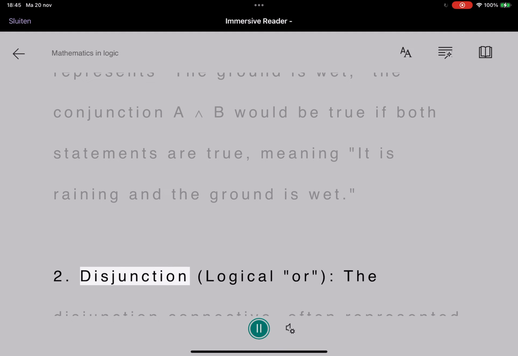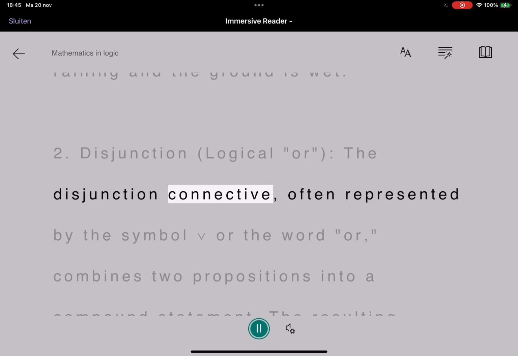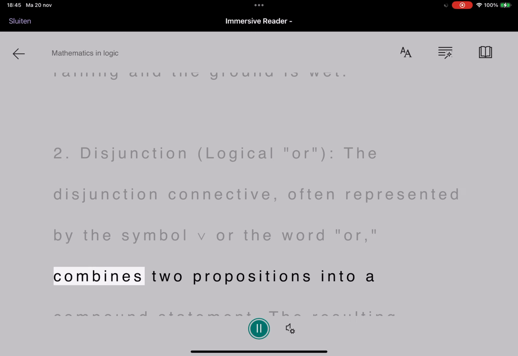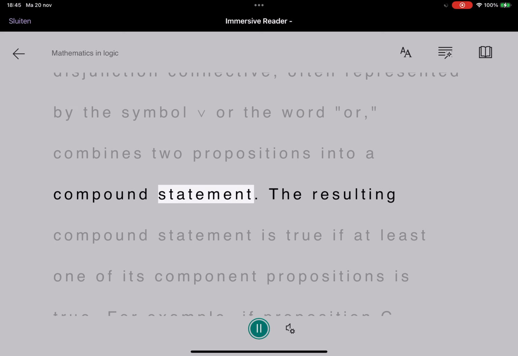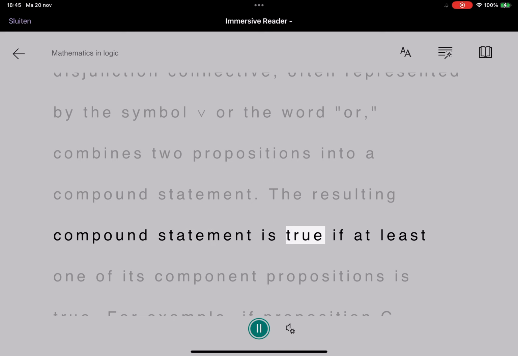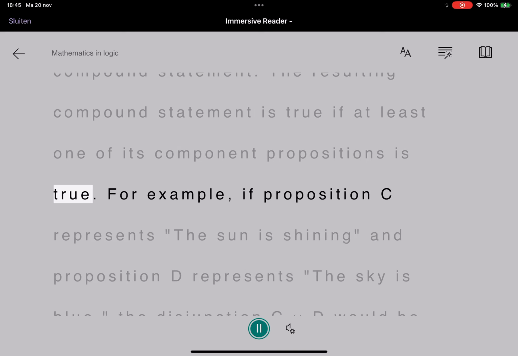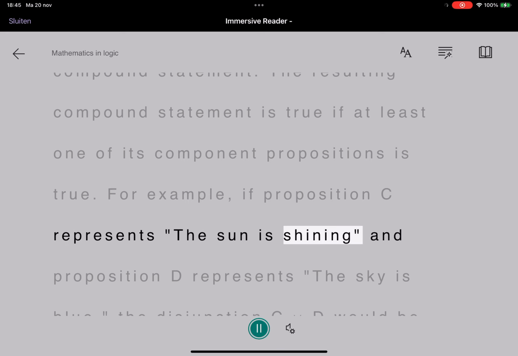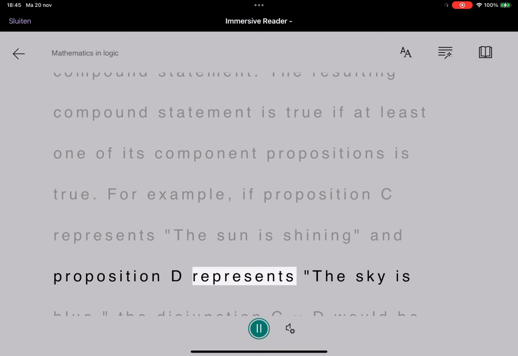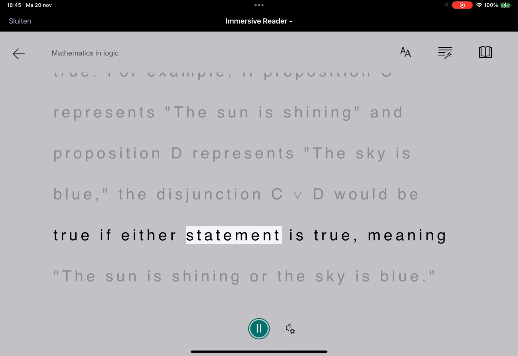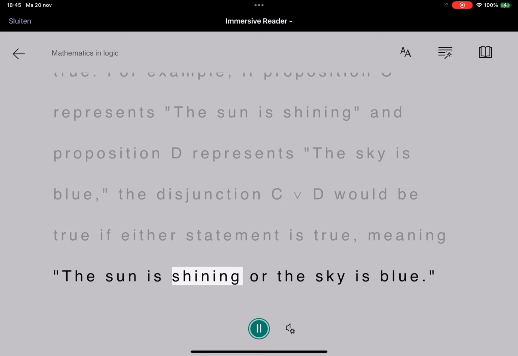2. Disjunction, logical OR. The disjunction connective, often represented by the symbol ∨ or the word "or", combines two propositions into a compound statement. The resulting compound statement is true if at least one of its component propositions is true. For example, if proposition C represents "the sun is shining" and proposition D represents "the sky is blue", the disjunction C or D would be true if either statement is true, meaning the sun is shining or the sky is blue.